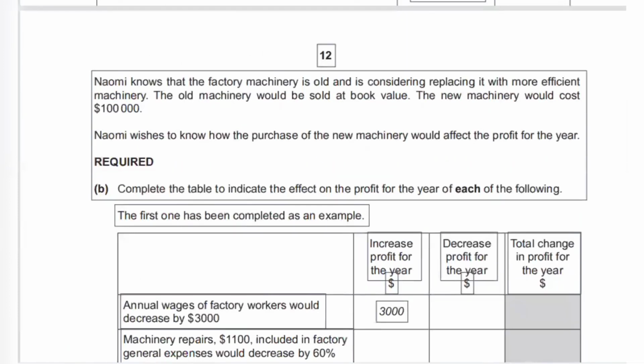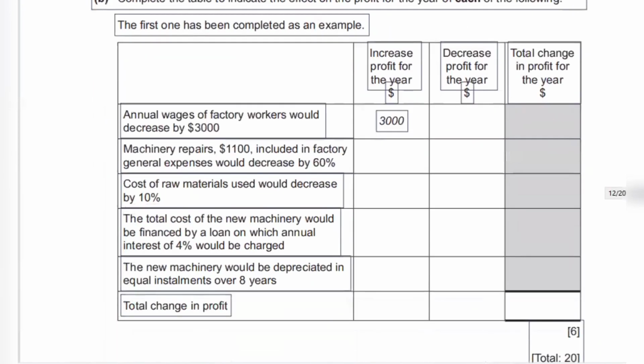Then we have Nomi, who knows that the factory machinery is old and is considering replacing it with more efficient machinery. The old machinery would be sold at book value and the new machinery would cost 100,000. Nomi wishes to know how the purchase of new machinery would affect the profit for the year. The requirement is to complete the table to indicate the effect on the profit for the year of the following. The first one has been completed as an example.